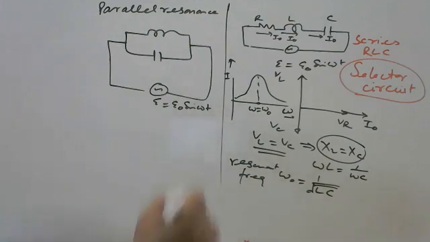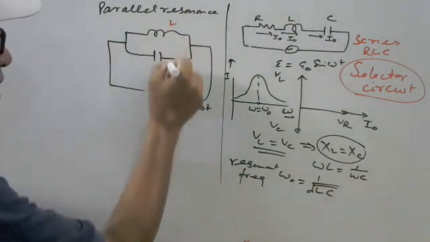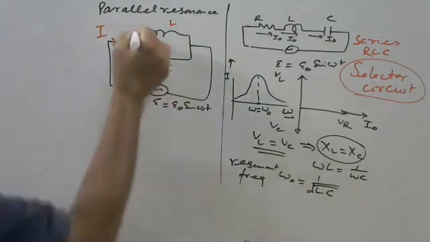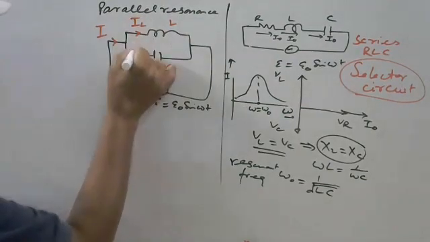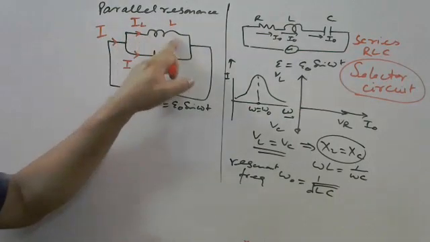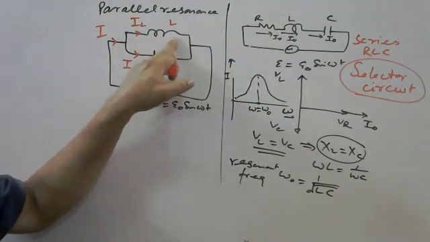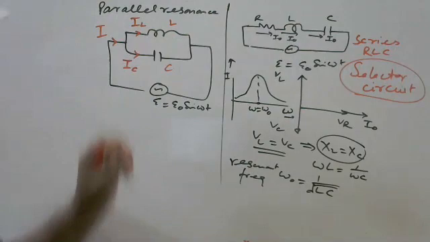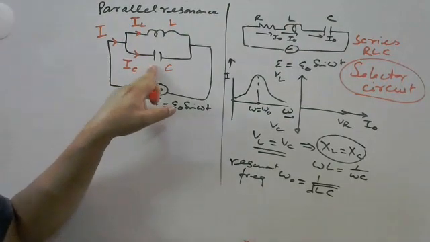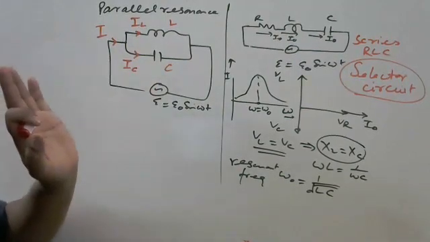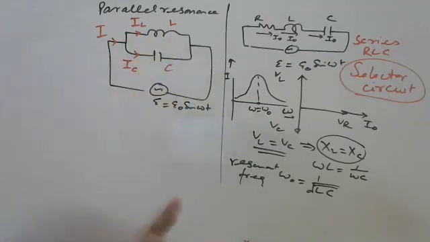Now just the reverse case. This is L and this is C. Suppose the current is coming here, I, that is the current in series. And it will definitely divide into two, IL and IC. As we know, current is lagging behind the voltage by 90 degrees in case of pure inductance. In pure capacitance, current is leading by 90 degrees. So you can say these two are out of phase.